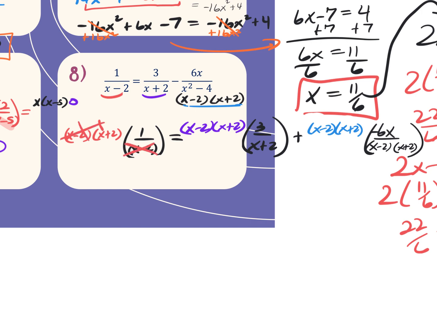So now 1 times x plus 2 is just x plus 2. Then I've got the equal sign. Then the purple, the x plus 2 cancels. So I have to distribute the 3 to the x minus 2. And then for the blue, it already had the denominator. So then I just put the minus 6x.